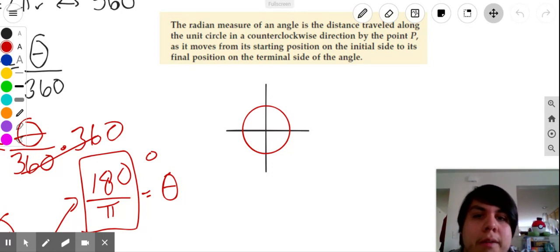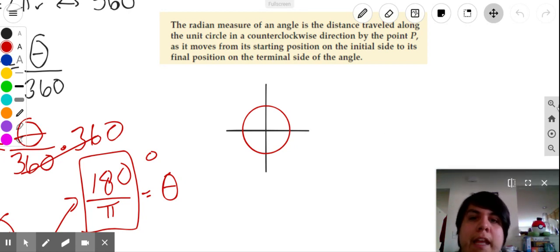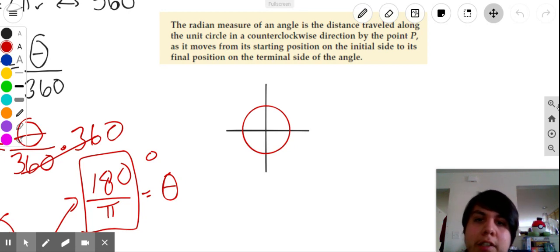A radian measure of an angle is the distance traveled along the unit circle in a counterclockwise direction by the point P as it moves from its starting position on the initial side to its final position on the terminal side of the angle. So, lots of different vocab, so let's break it down a little.